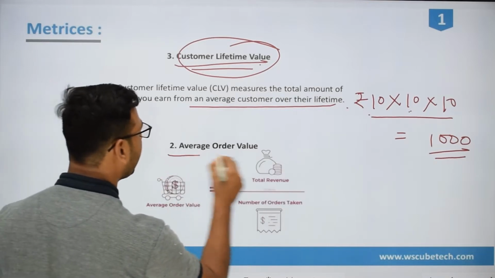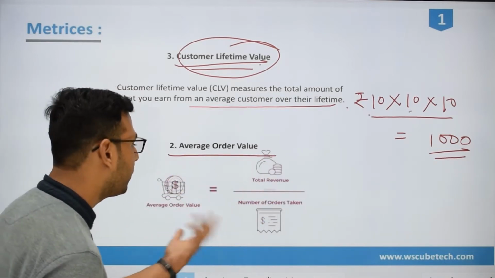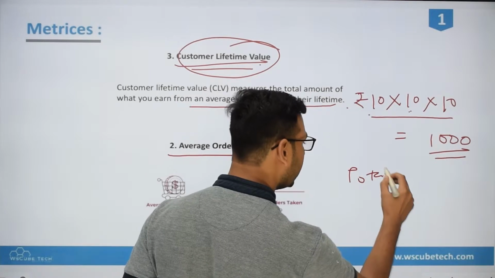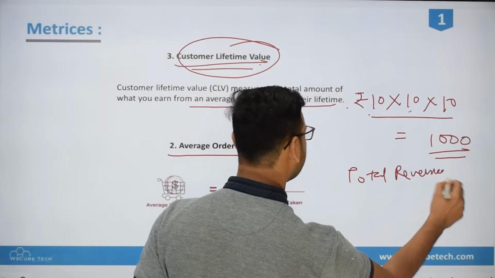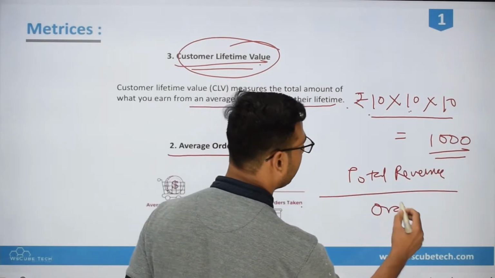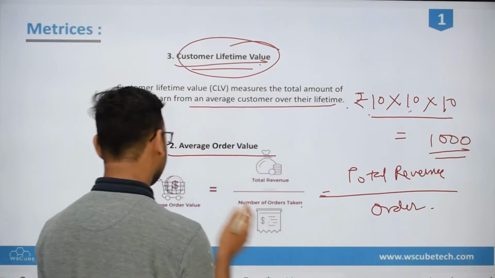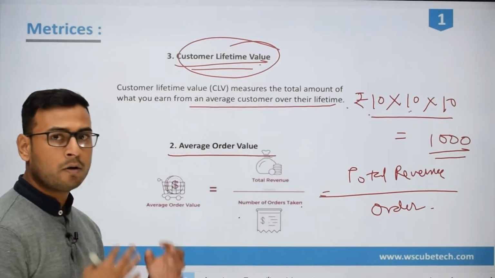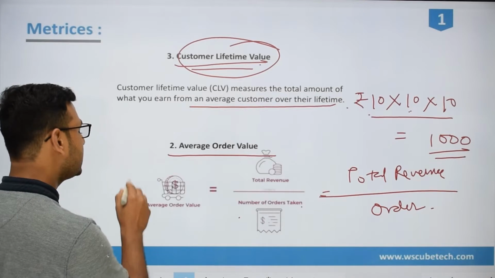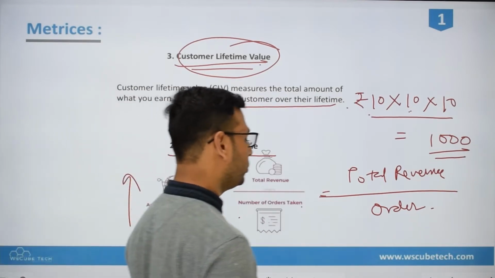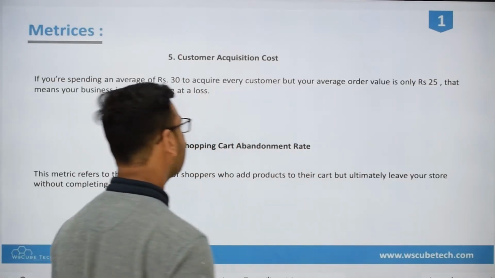Then we have another metric, which is average order value. It is very simple. It is the total revenue that you have generated over the number of orders taken, or the number of carts, right? This will give you the average order value, and we should be doing things to increase our average order value. So we should focus on increasing the average order value.